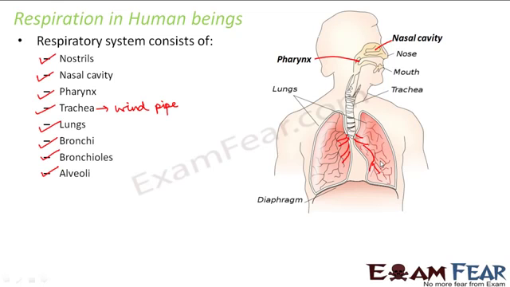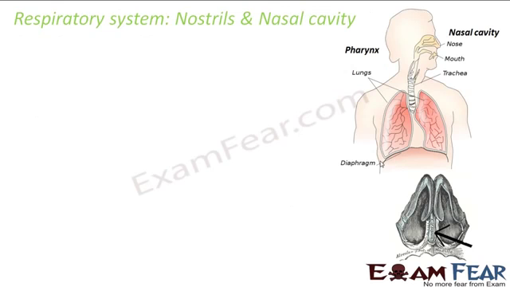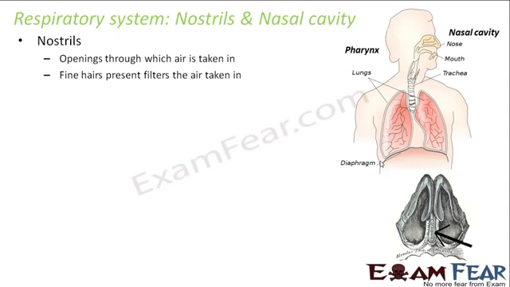Right? So now you are aware of the different parts of the respiratory system. Now we will discuss each one of them in detail. Let us start with the nostrils and the nasal cavity. Nostrils are the openings through which air is taken in. In our nose we have two openings through which the air is taken inside. Fine hairs are present which filter the air taken in. Inside our nostrils we have very small hairs. When the air is taken in, if there are any dust particles in that air, those hairs prevent the dust particles from getting inside and block them. That is the function of the hairs present inside the nostrils.